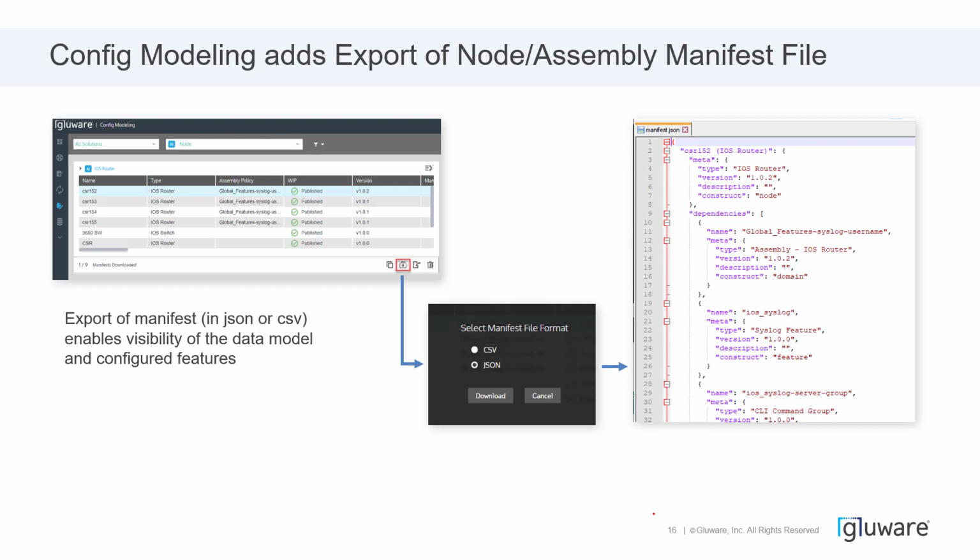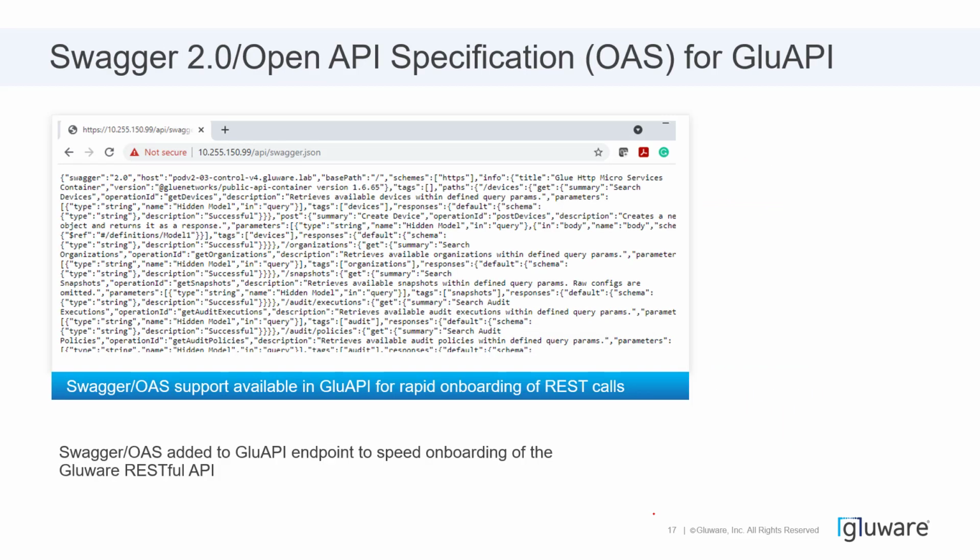The new feature in 4.1 is that from a node view or from an assembly view, you can export out the JSON or CSV. This is a way to take the data model that Gluware is using to automate the configuration and export it for reasons of backup or just having a record of things outside of Gluware, maybe in GitHub or Bitbucket or something like that. So this is one of those of just opening up Gluware and sharing the data model so it can be saved outside of Gluware.